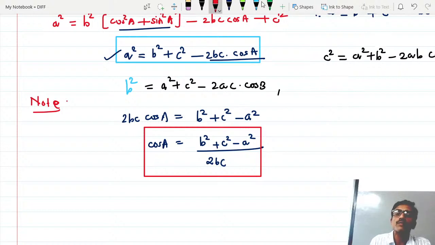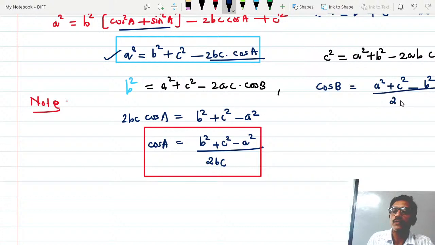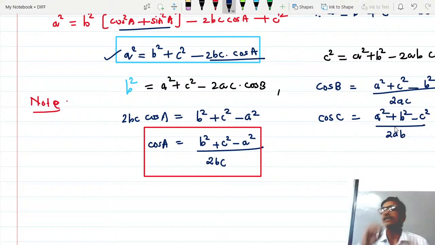So what must be cos of B? Can anybody tell what will be cos of B? It will be equal to a square plus c square minus b square upon 2ac, and cos of C is equal to a square plus b square minus c square upon 2ab. This is the cosine rule.